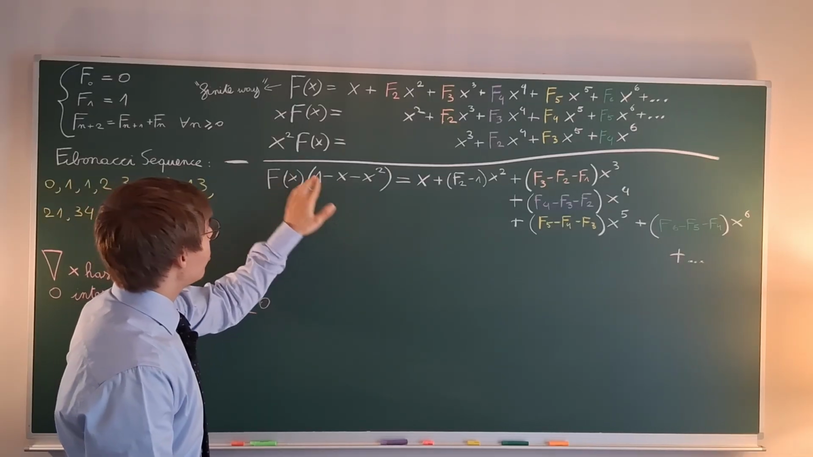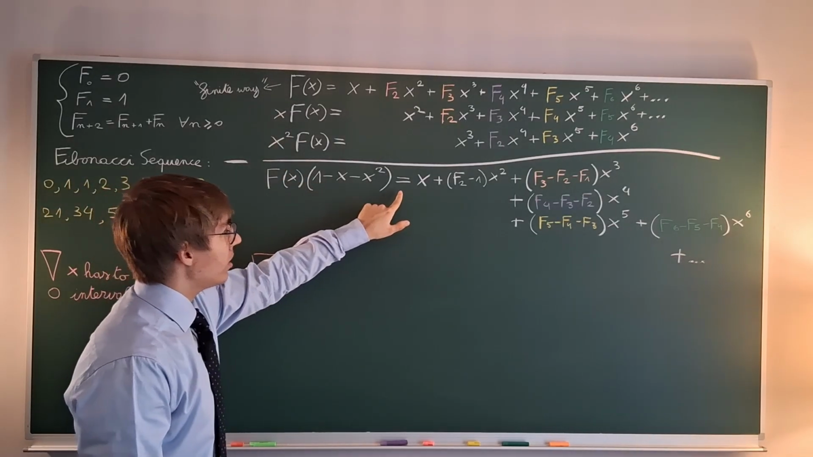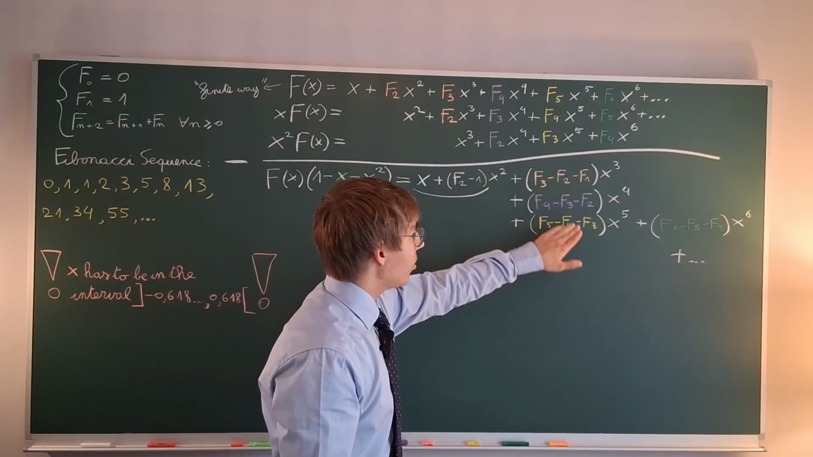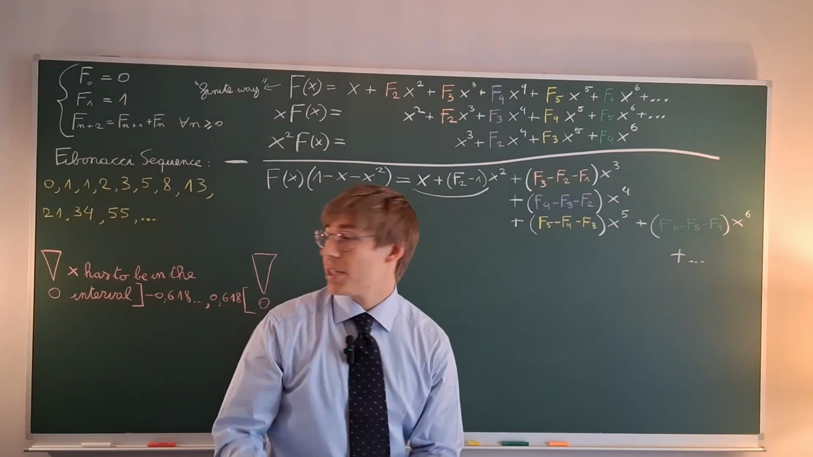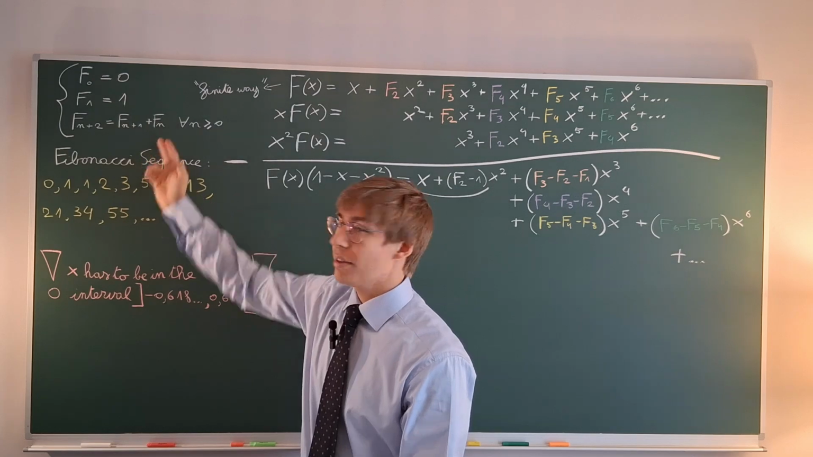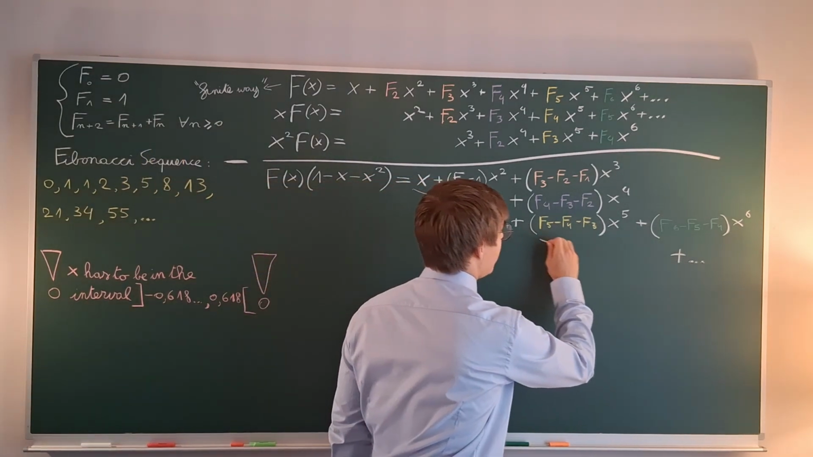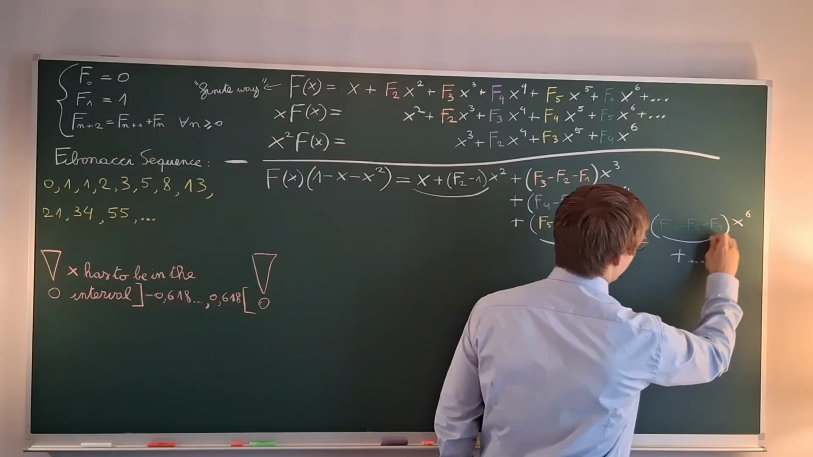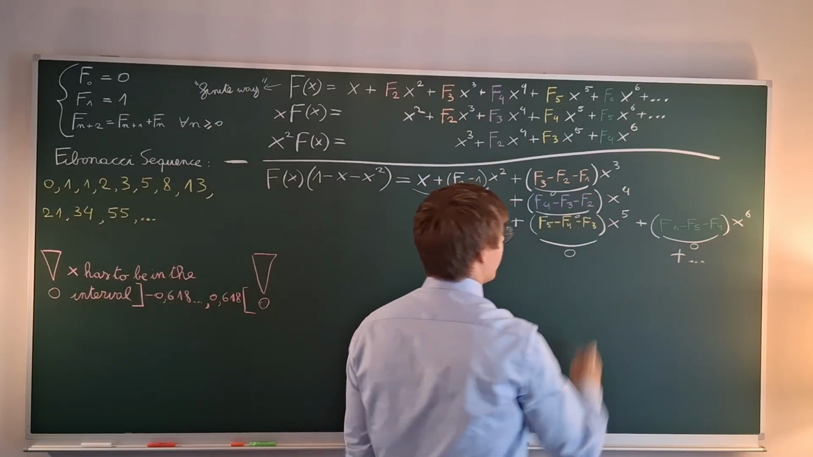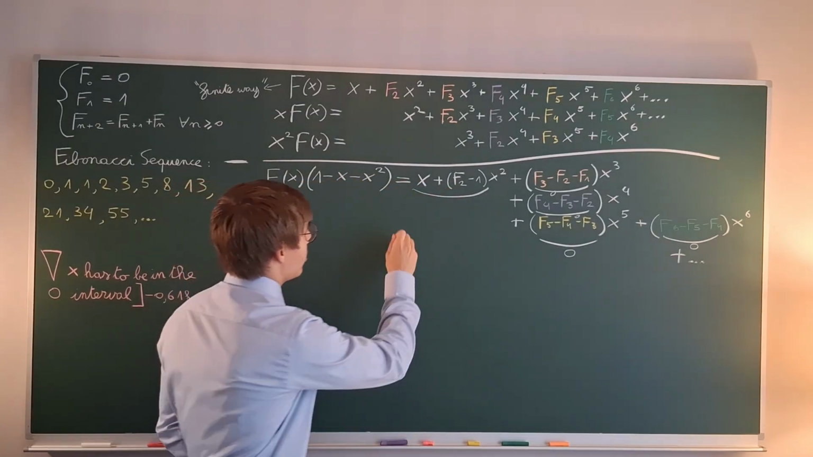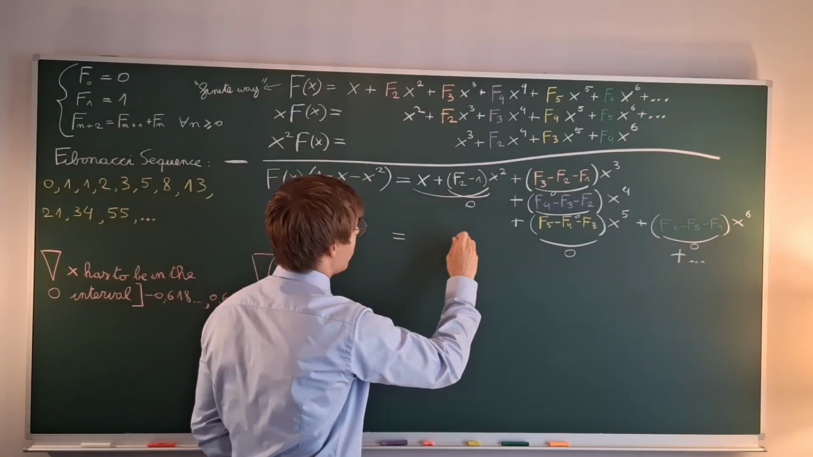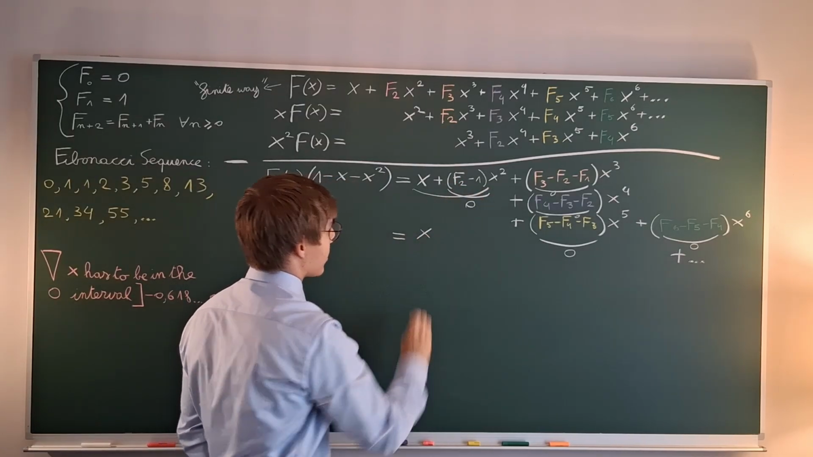f of x times (1 minus x minus x squared) is equal to these two terms plus all terms of the following form. But since we know that f(n+2) is equal to f(n+1) plus f(n), that means that all these terms end up being 0. So this is 0, this is 0, 0, and 0. They're all 0. And by the way, f of 2 is equal to 1, so this is also 0. So we get that it is equal to x.